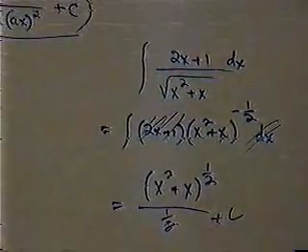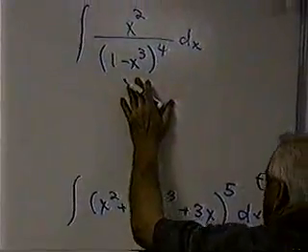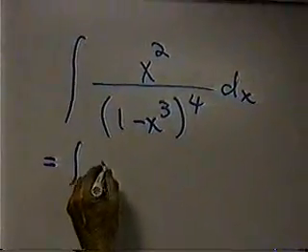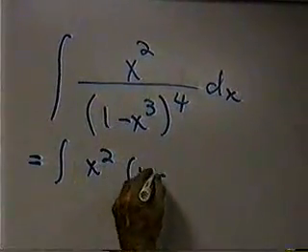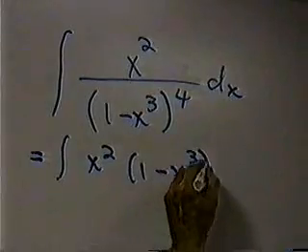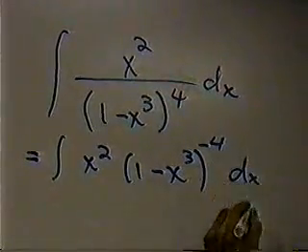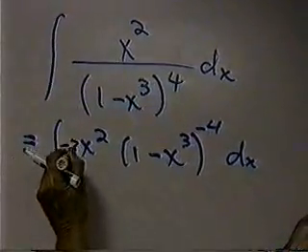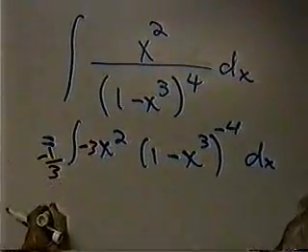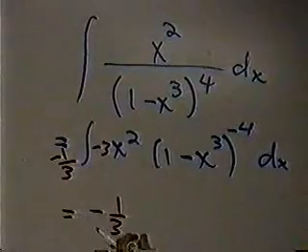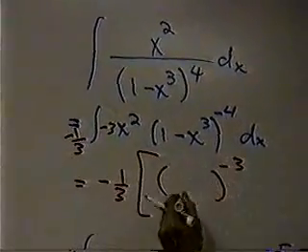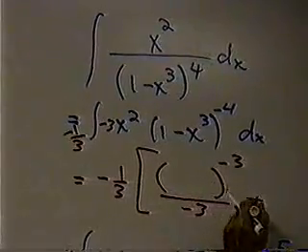All right, next example. I have parentheses in the denominator, so I move it up. So this is x squared, 1 minus x cubed, to the minus 4. The derivative inside is a minus 3x squared. So it's a minus 1/3 times the parentheses to the minus 3 over minus 3 plus c.